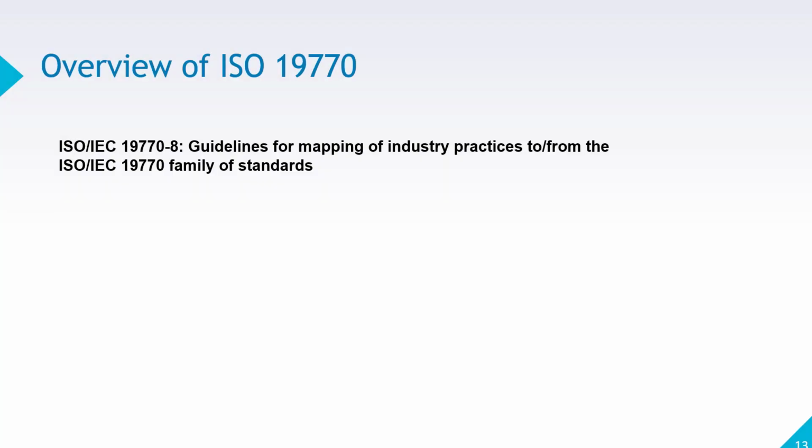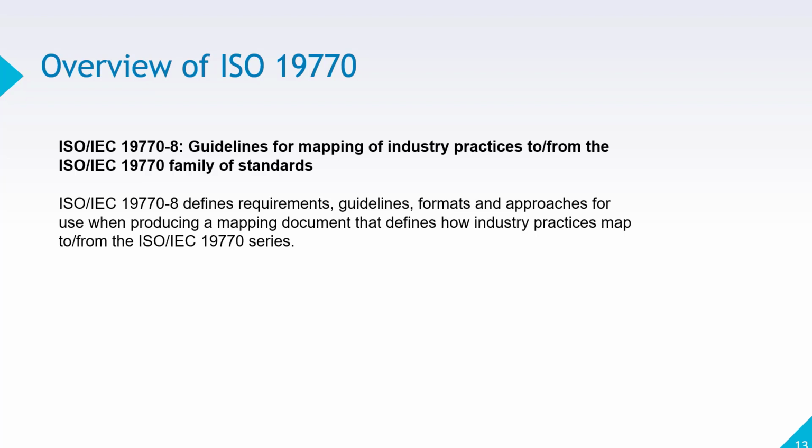ISO 19770-8 Guidelines for mapping of industry practices to or from the ISO 19770 family of standards. ISO 19770-8 defines requirements, guidelines, formats, and approaches for use when producing a mapping document that defines how industry practices map to or from the ISO 19770 series.